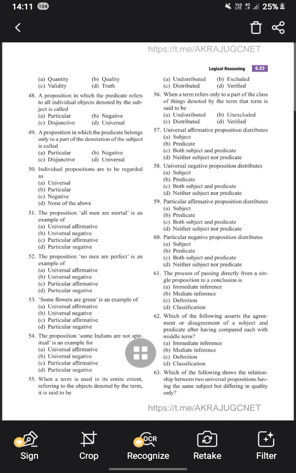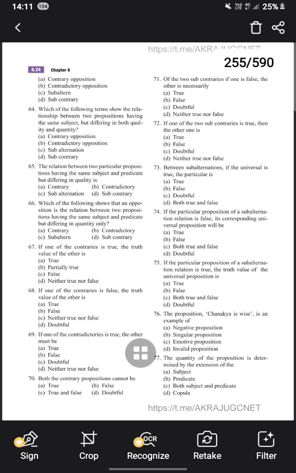Which of the following shows the relationship between two universal propositions having the same subject but differing in quality? 63 is A, that is contrary proposition. Which shows the relationship between two propositions having the same subject but differing in both quality and quantity? 64 is B, that is contradictory proposition. Two particular propositions with the same subject and predicate but different in quality are subcontrary.